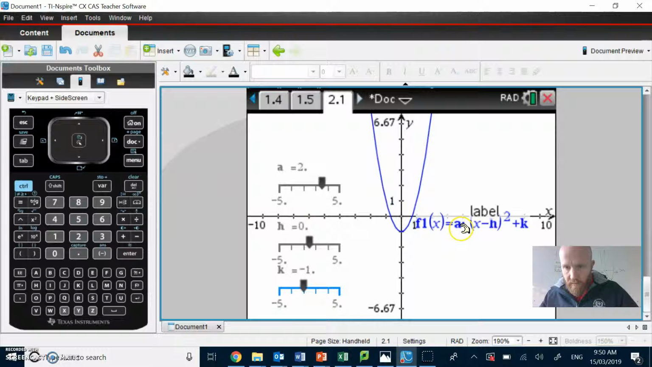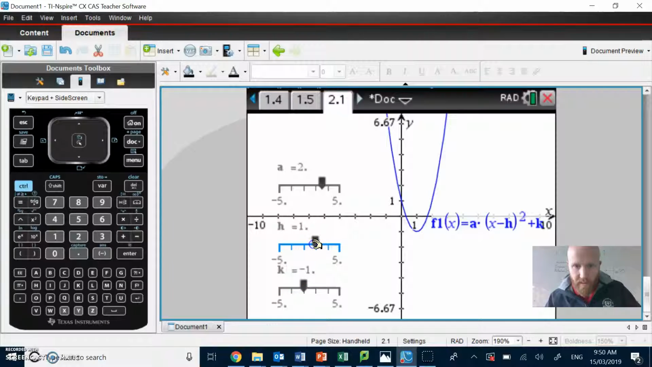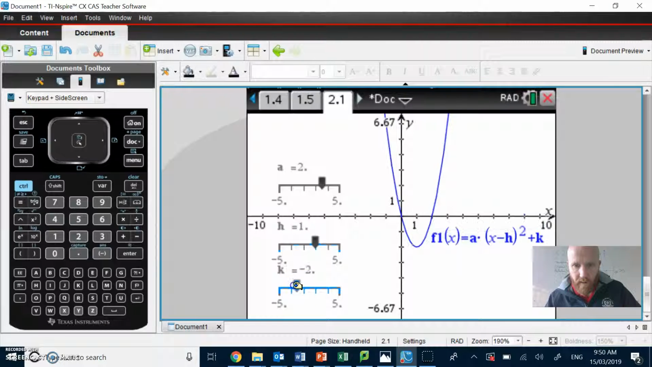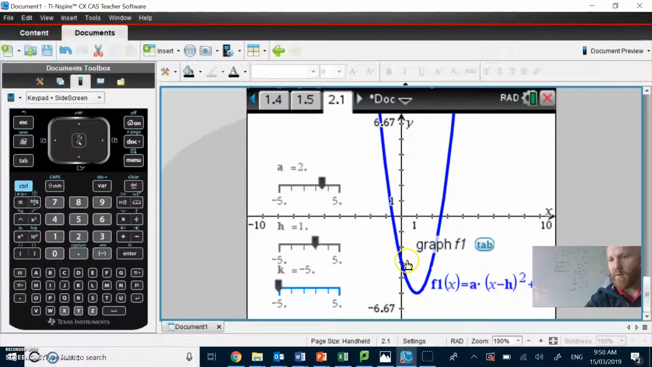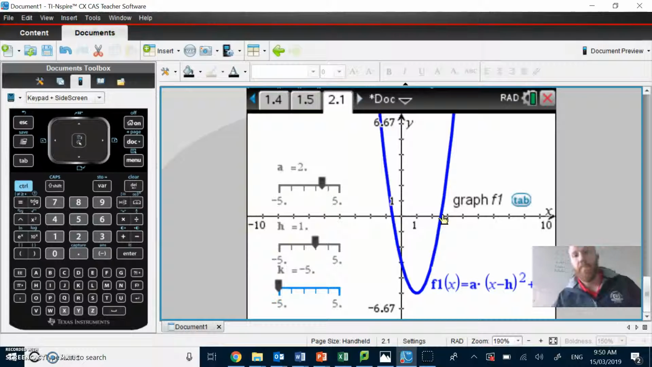You know, I can, so this is my question over here. We've got a 2 out the front. We've got a -1. H is 1. Come on, move for me. There we go. H is 1, and K is -5. And there we go. This parabola matches my parabola up here. We've got a -3, and we've got what would be 1 minus root 5 and 1 plus root 5. So that tells me that I got the answer right, which is great.